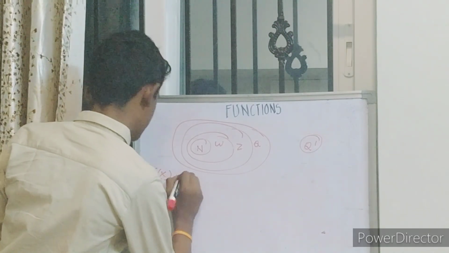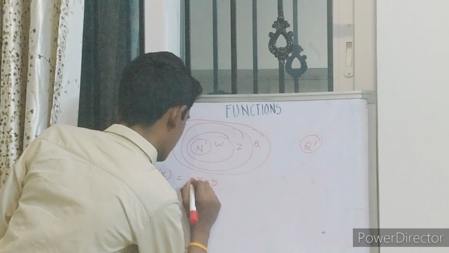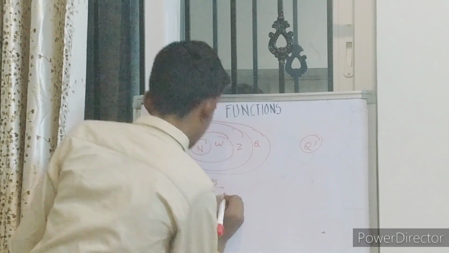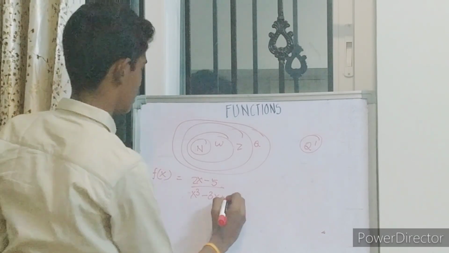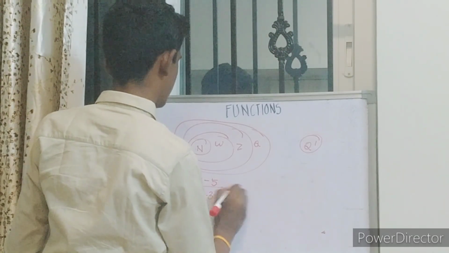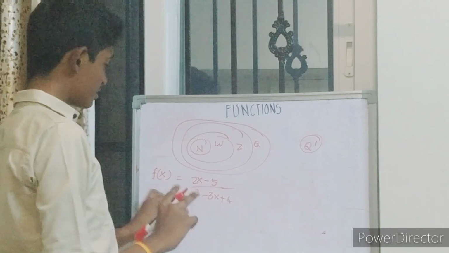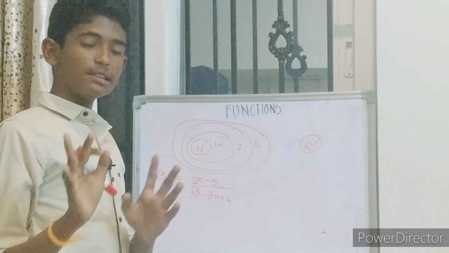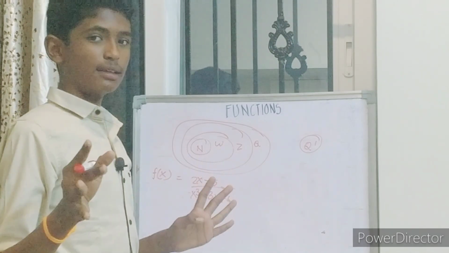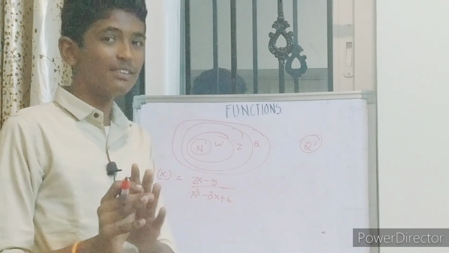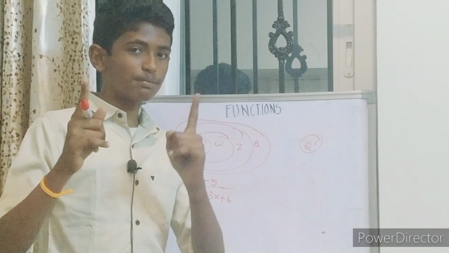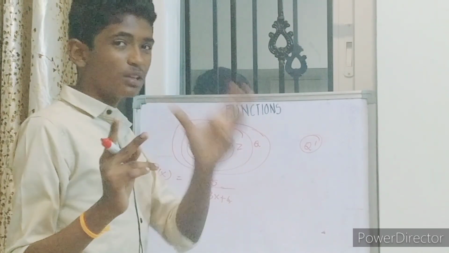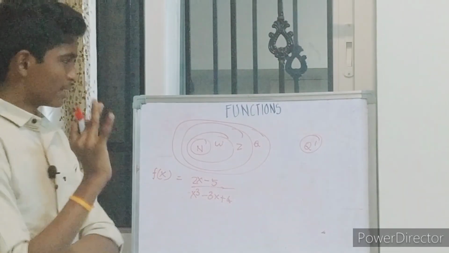Now f of x is (2x minus 5) divided by (x cube minus 3x plus 4). Okay, this is our function. Now what values should I avoid? Because if I take some value, I will get a not defined answer or something, right? Now I should not take a particular value. What is that? Let's think for a moment.